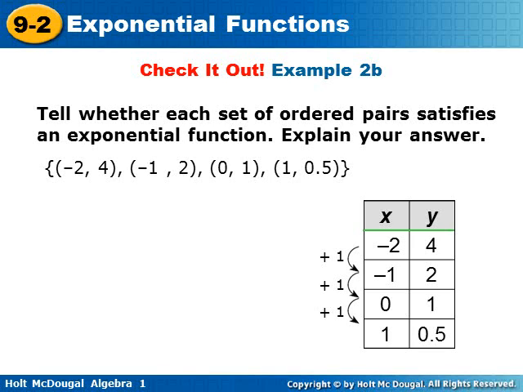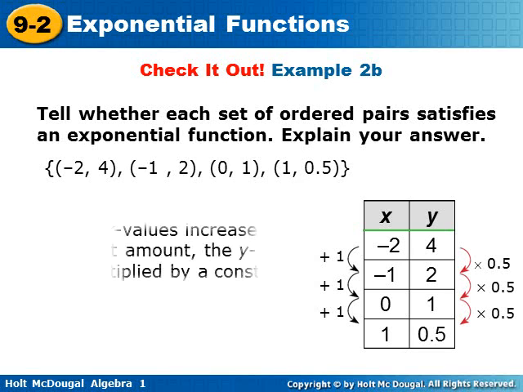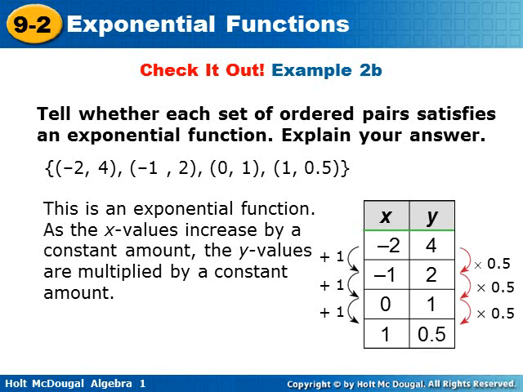It's increasing by 1 each time. And then we check to see if there is a constant term being multiplied, and we get times 0.5 or 1/2 each time. So this is an exponential function, as the x values increase by a constant amount and the y values are multiplied by a constant amount.